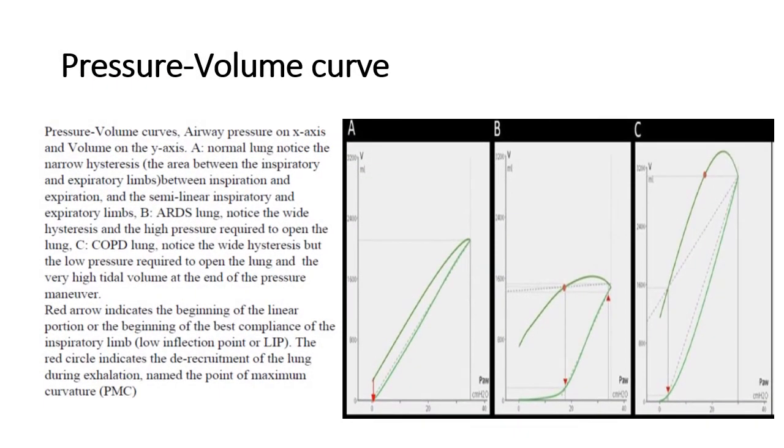Another very important curve or loop is called the pressure volume curve. We will talk about this in another lecture when we speak about setting PEEP. But the pressure volume curve shows the airway pressure at the bottom on the x-axis against the tidal volume on the y-axis. Once we increase the airway pressure, you'll notice that the tidal volume starts to go inside the lung. So this is the inspiratory limb and this is the expiratory limb.